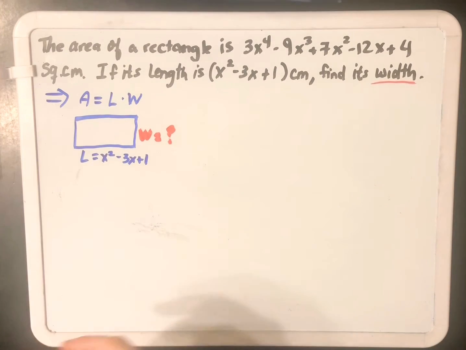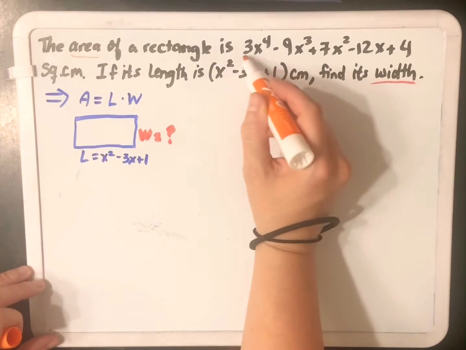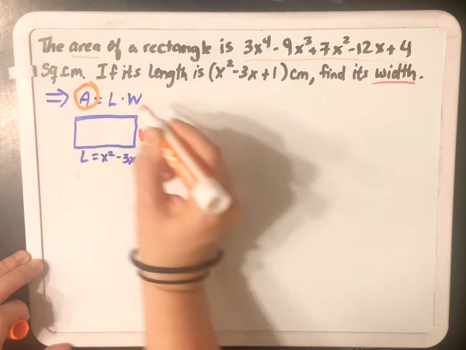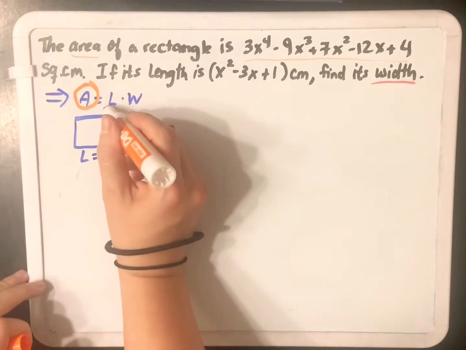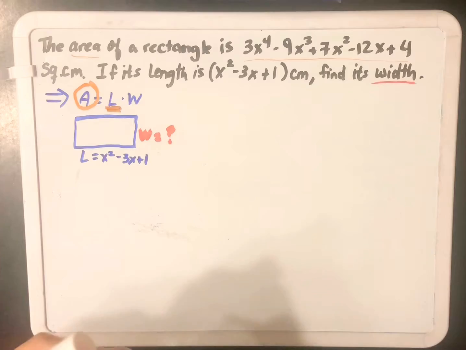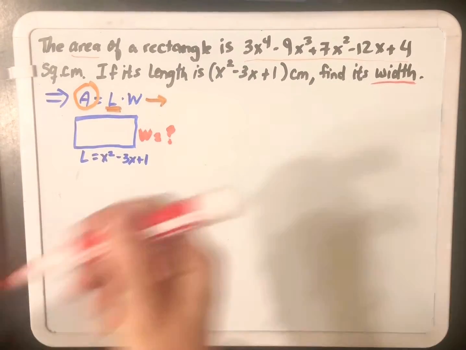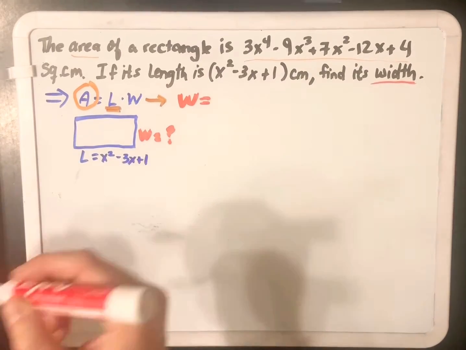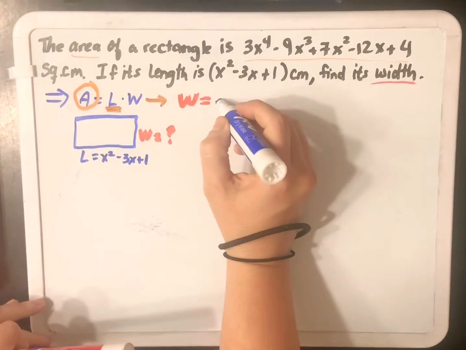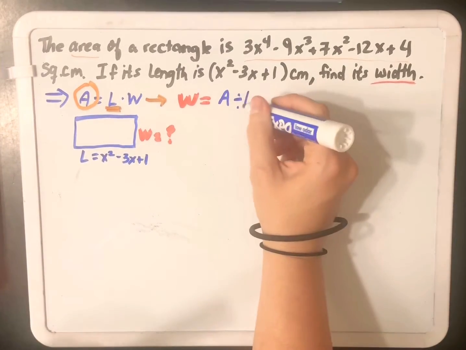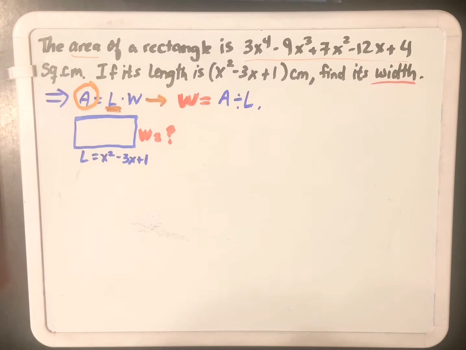And in order to do that, I need to use the knowledge that I'm given, namely that the area is known to be this polynomial, this degree 4 polynomial. So if I'm given the area and I'm given the length, I should be able to solve for the width by simply dividing, right? So width equals area divided by length. So once I understand that, I am in good shape to do my polynomial long division. So let's take a look.